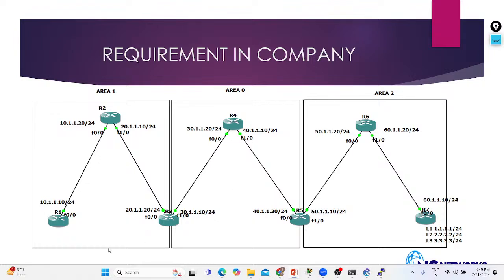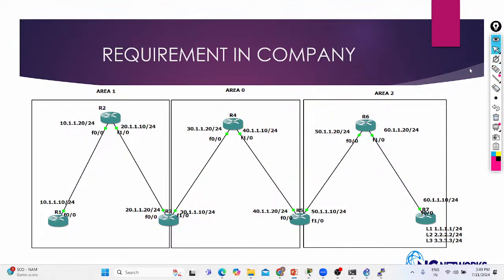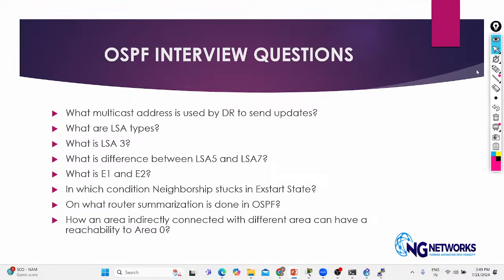Whereas on the other end, when I showed you the router ID of R3, it was 3.1.1.10. Why? Because neither have I given a manual configuration, nor has a loopback been taken on R3. So it goes for the highest physical interface IP address. That is the third step. Which is the highest one? 2.1.1.20 or 3.1.1.10? That becomes your router ID. So this is how the router ID is elected dynamically, or if you have given it statically, then it will not go through the dynamic process. So this is the answer for how to elect the router ID in OSPF.